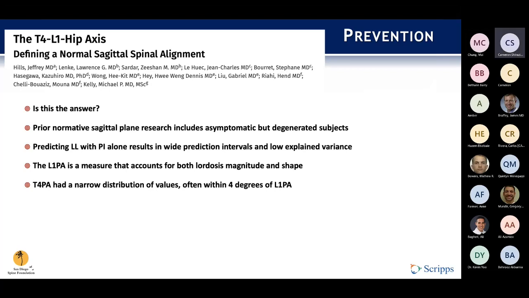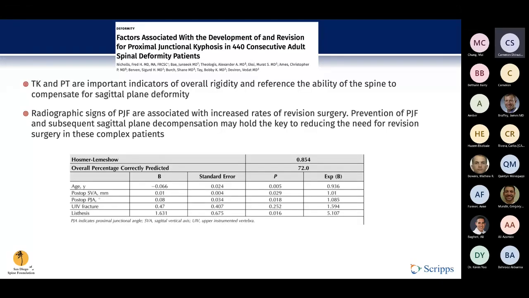And then, things we've talked about before is your overall alignment when you're doing these long T4 or even higher constructs to pelvis, looking at the T4 PA and the L1 PA. We've talked about this study in Journal Club before, as well as Dr. Kelly gave a talk going over this. What they note is that the L1 PA accounts for both lordosis and magnitude and shape, and the T4 PA had a fairly narrow distribution of values within 4 degrees, often within 4 degrees of L1 PA in this study. And so if you're resetting the patients to this alignment, is this another way to avoid PJK? That's another thought process that we're looking into.